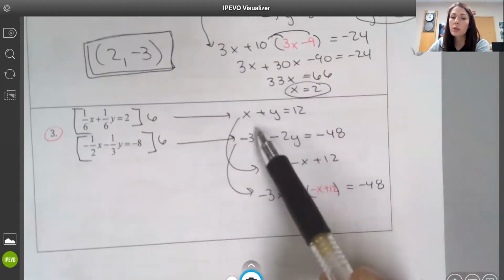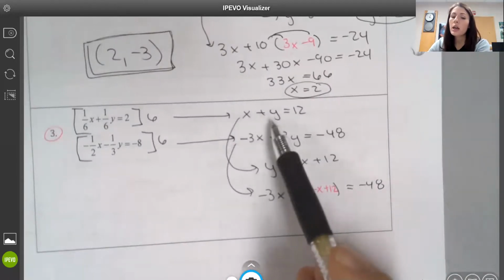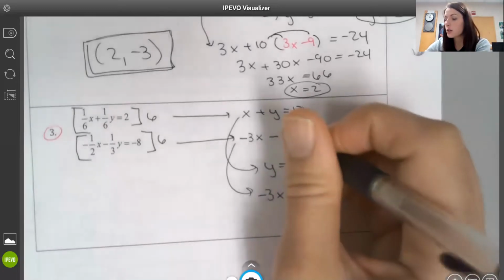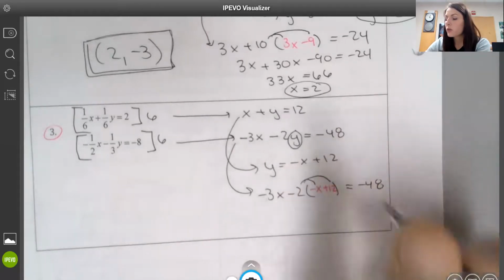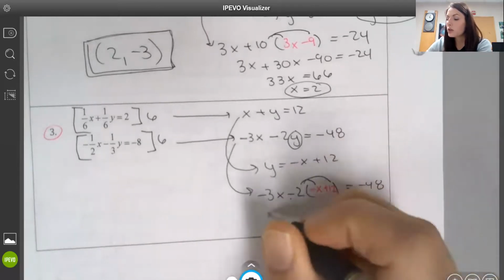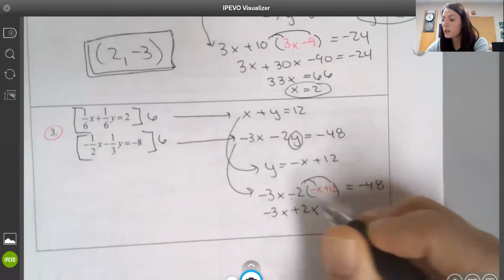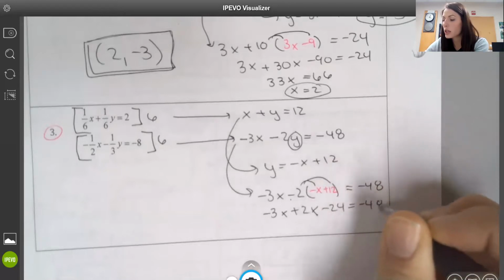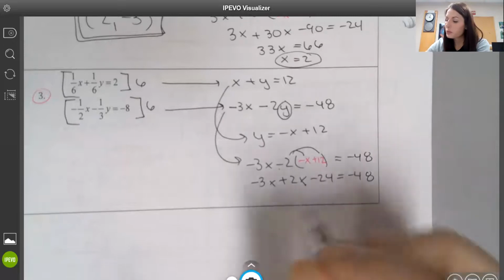Now in 3, I have some options. I would think you could solve for either x or y here, so that's up to you. I chose y, so I rewrote it for y, and then I plugged that into this equation. And then here, when I distribute, I need to be careful because I have a negative out front. So negative times a negative is going to give me positive 2x. Negative times a positive is going to give me -24. So just being really careful with that sort of thing still as we do this work.